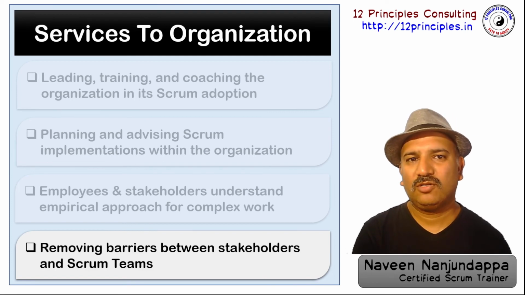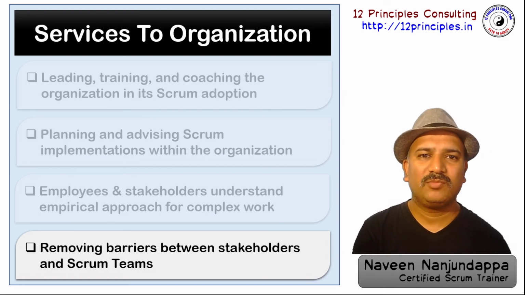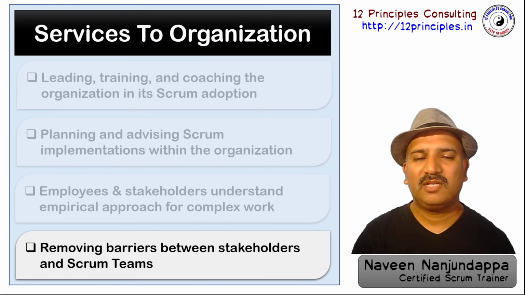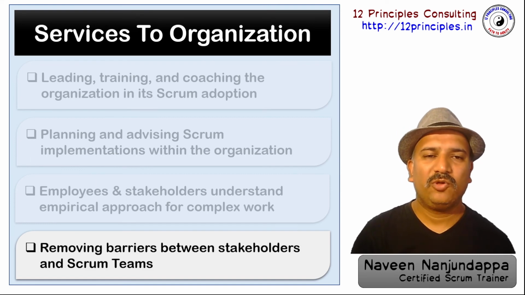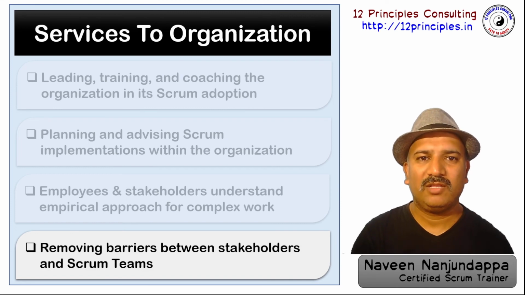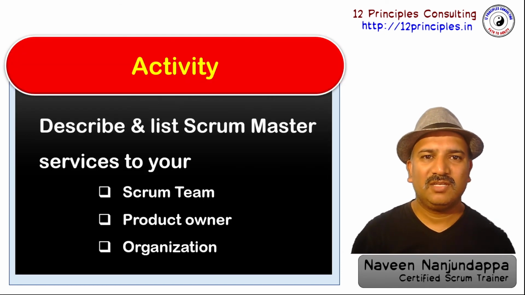Now that you have understood the services that the Scrum Master could give to the Scrum team, the product owner, and the organization, remember these are just a few bullet points and they are not limited to these activities. You could as well go ahead with many more activities that are potentially doable by the Scrum Master as services towards these people.